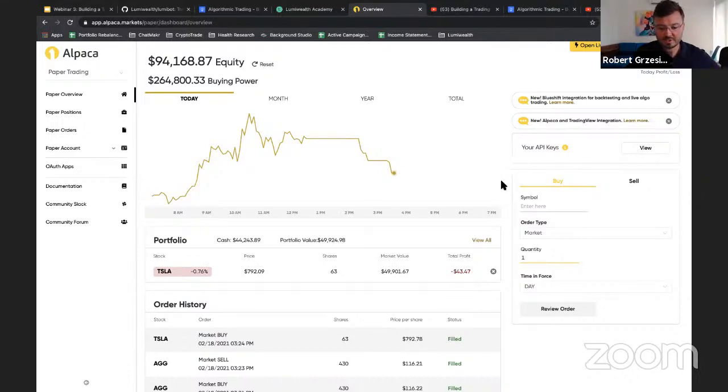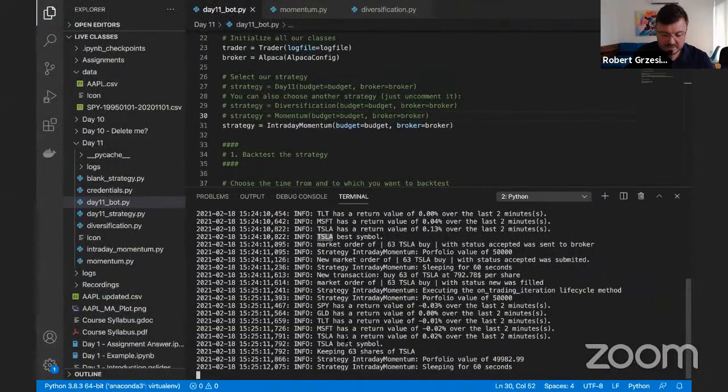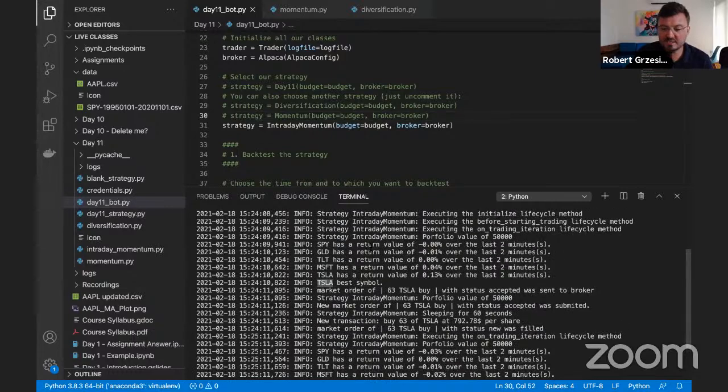All right, so that's Tesla. It's still keeping Tesla, so we're watching this here. This is basically the decisions that it's making, right? It says the SPY over the past 2 minutes did 0, gold did -1, negative 0.01 over the past 2 minutes.